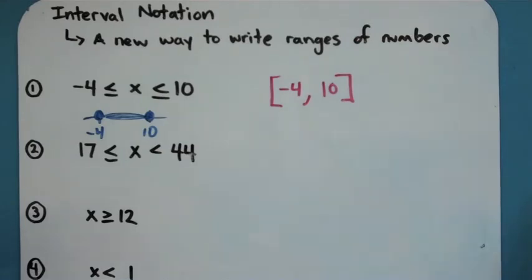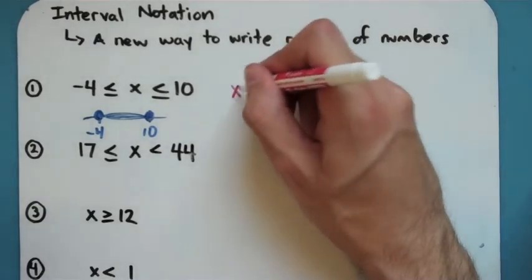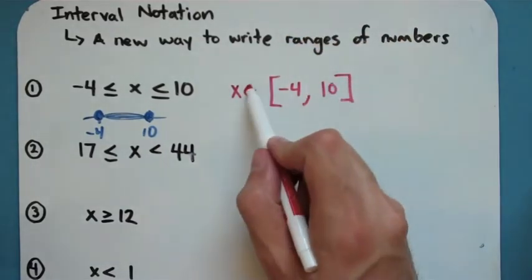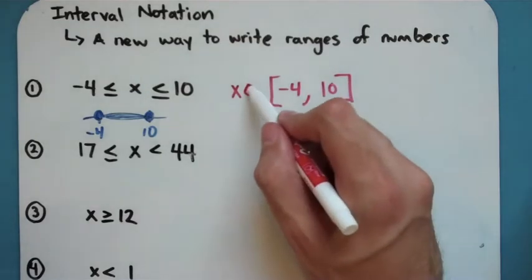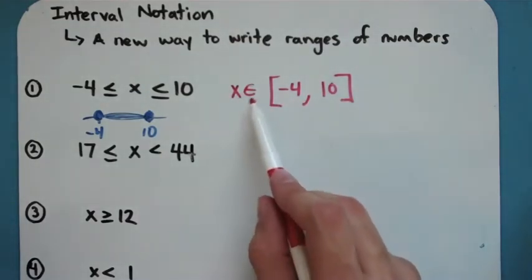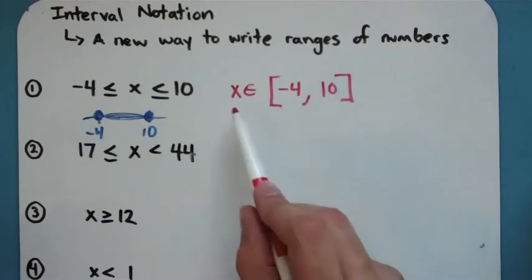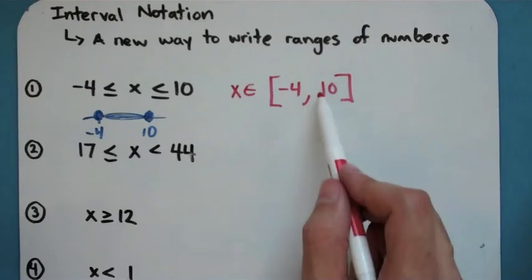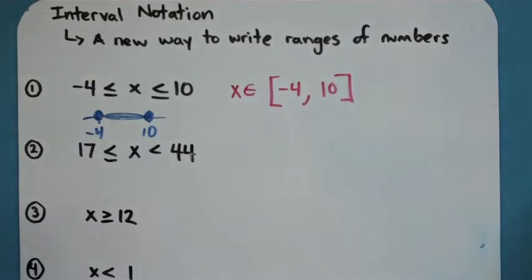What you'll sometimes see outside of this here, depending on how fancy they're getting with it, you'll see your x and a little symbol that looks like an E almost, like a curved E. Basically what this is saying is that x has to be an element in this set, so x has to be somewhere between -4 and 10. So sometimes you'll see it with this in front of it, but that's basically what's going on there.